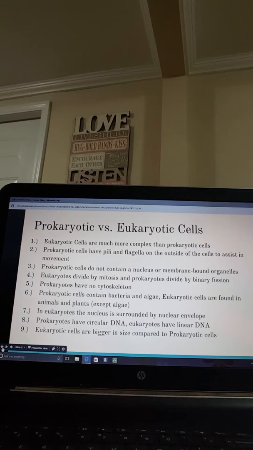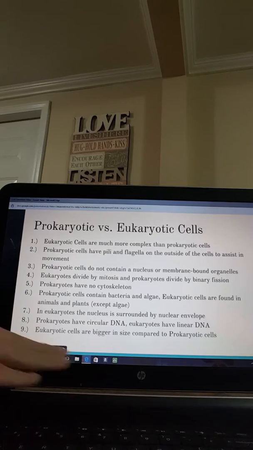In eukaryotes, the nucleus is surrounded by a nuclear envelope. Prokaryotes have circular DNA, where eukaryotes have linear DNA. And eukaryotic cells are bigger in size compared to prokaryotic cells. Because eukaryotic cells have so many more organelles and so much more going into the cell, it's going to be quite a bit larger than the prokaryotic cell, which is more simplistic.